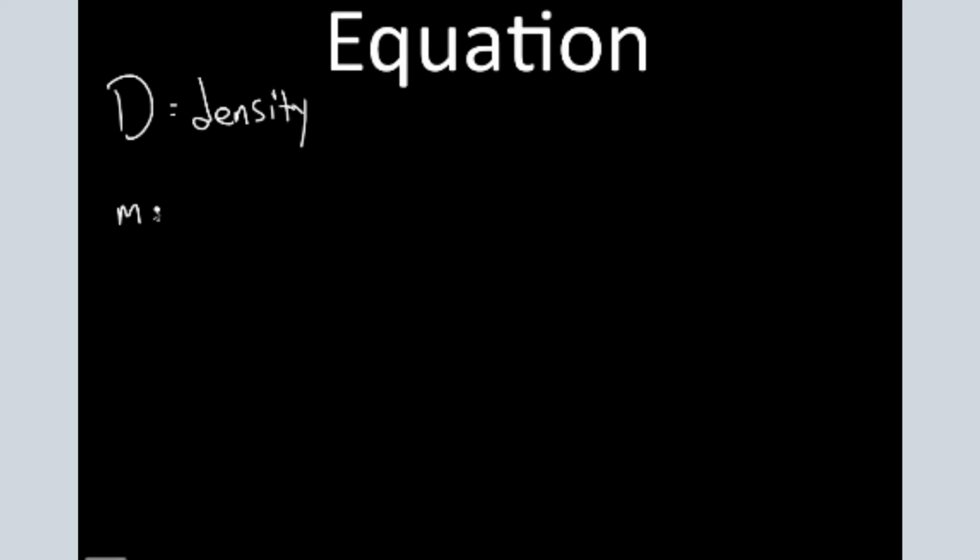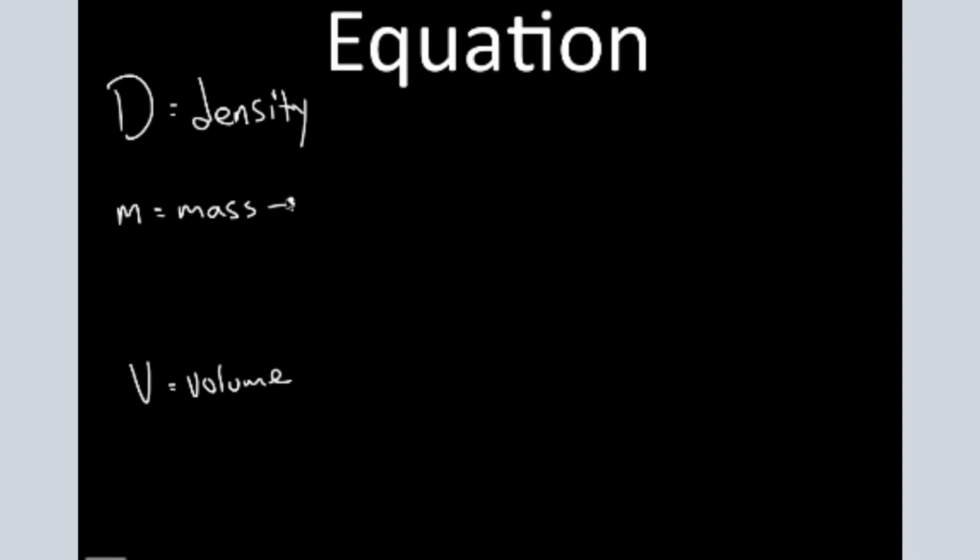Little m, not big M. Little m will be for mass. And big V will be for volume. Because density is defined by how much matter, or mass, is in a volume. So we have our two variables right here, mass and volume.